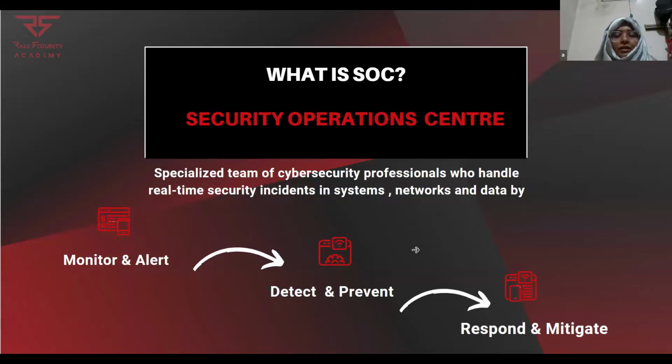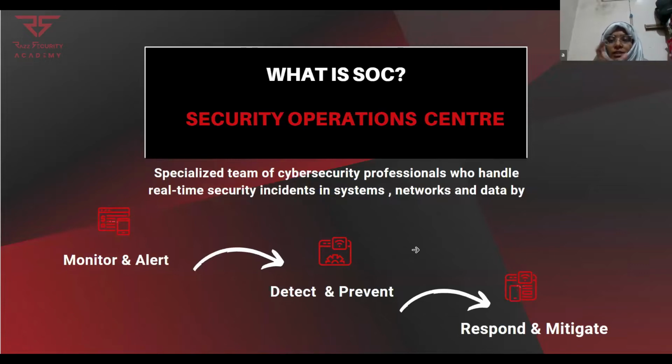So the SOC analyst is not just a particular person. I was just telling that it's a specialized team where all the cybersecurity professionals are specialized to handle real-time incidents. So security incidents in the system, a particular network or a server. The incidents can occur in various places, right? So they try to handle these incidents in a system, network, and data. So what do they do there?